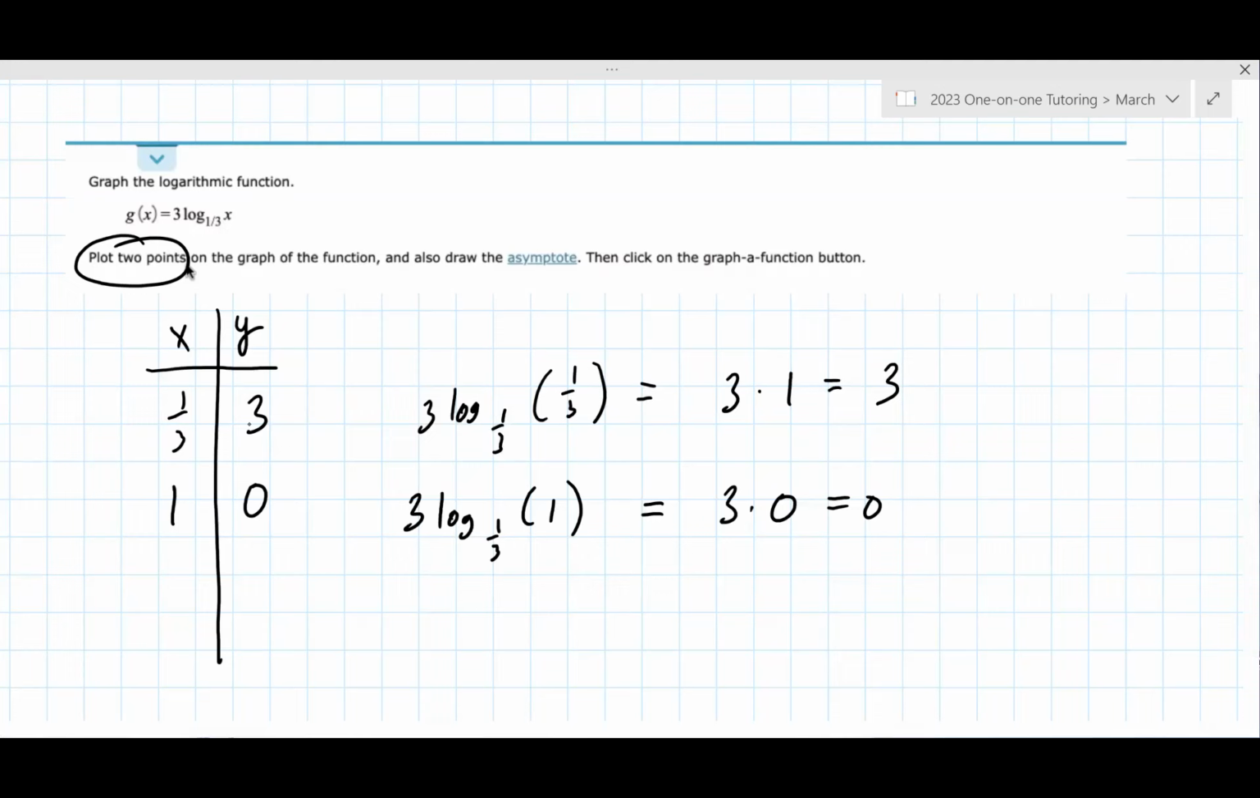But usually it asks for 5 points. I also wasn't paying attention because I thought it was asking for 5 points as usual. Usually they want a lot and you're just like shaking your head.